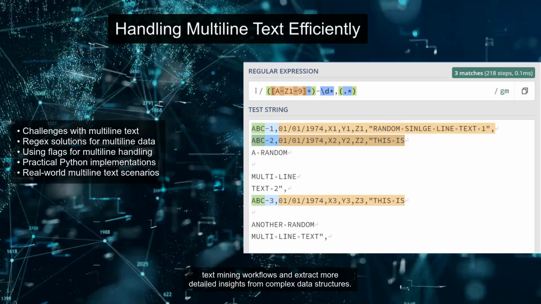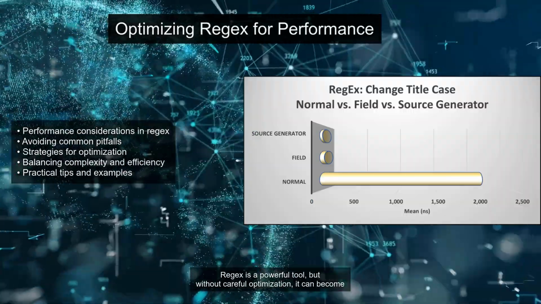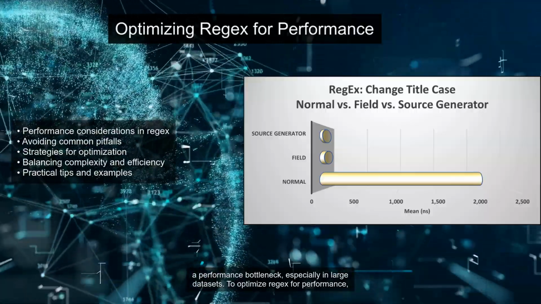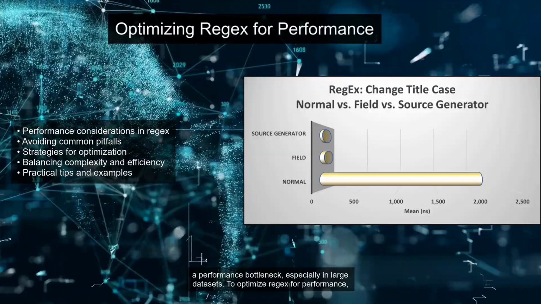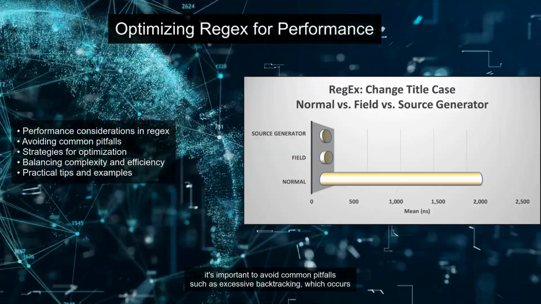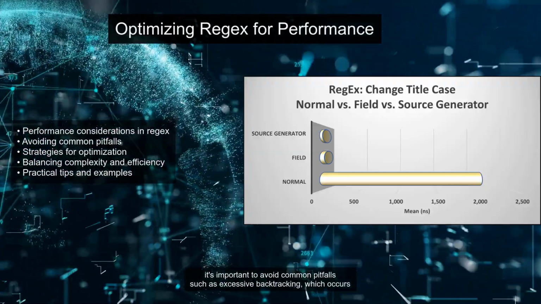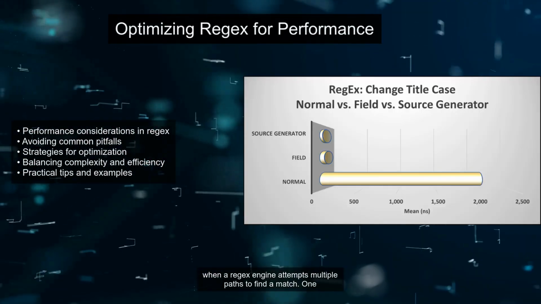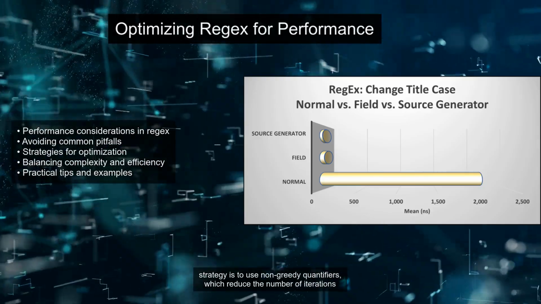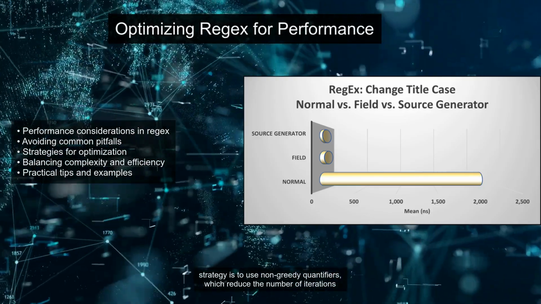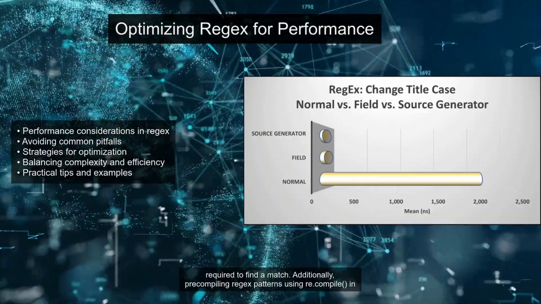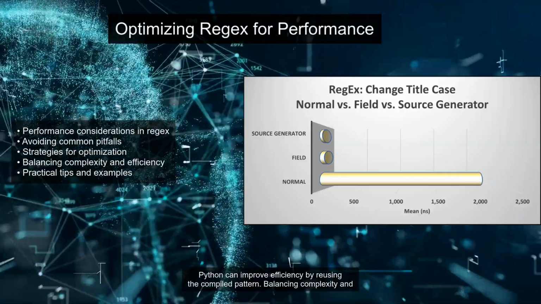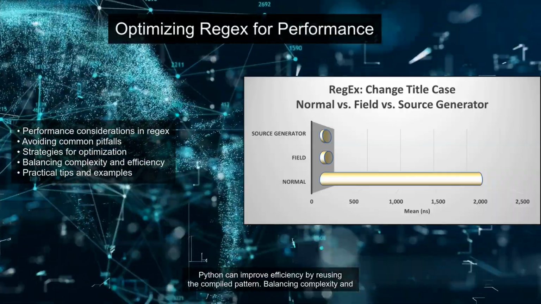complex data structures. Regex is a powerful tool, but without careful optimization, it can become a performance bottleneck, especially in large datasets. To optimize regex for performance, it's important to avoid common pitfalls such as excessive backtracking, which occurs when a regex engine attempts multiple paths to find a match. One strategy is to use non-greedy quantifiers, which reduce the number of iterations required to find a match. Additionally, precompiling regex patterns using re.compile in Python can improve efficiency by reusing the compiled pattern.